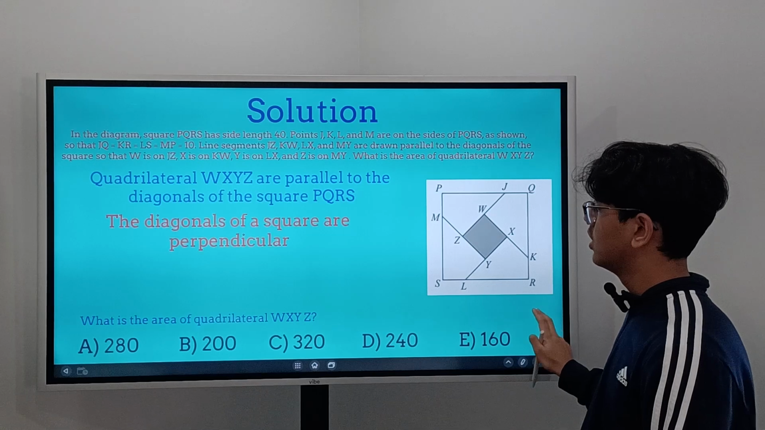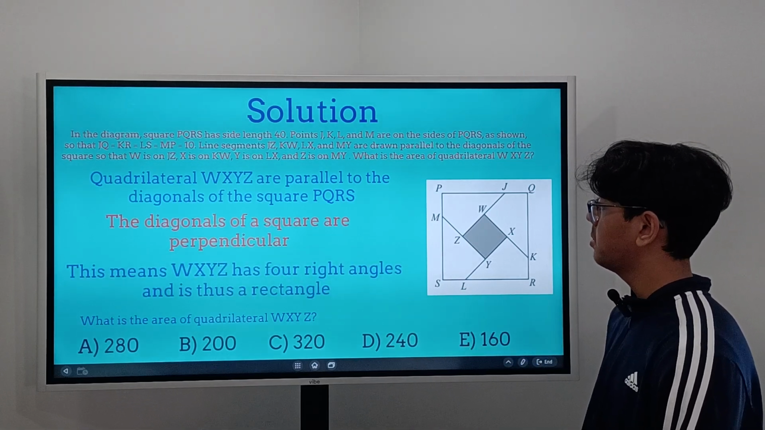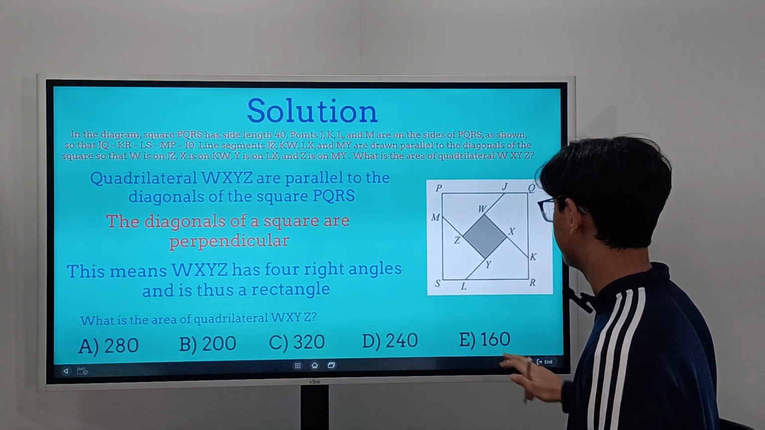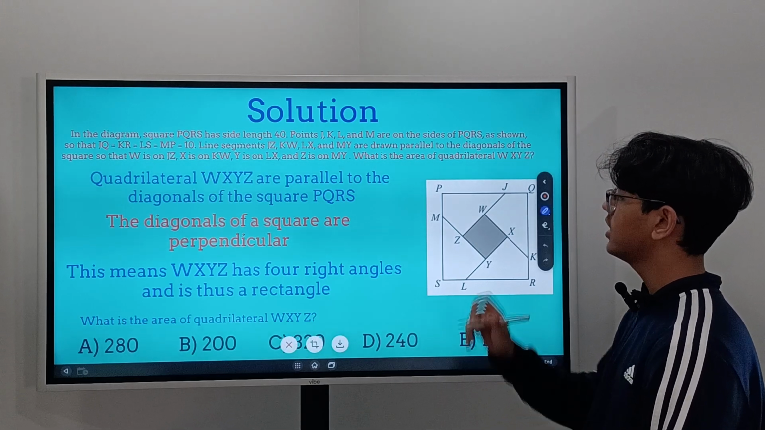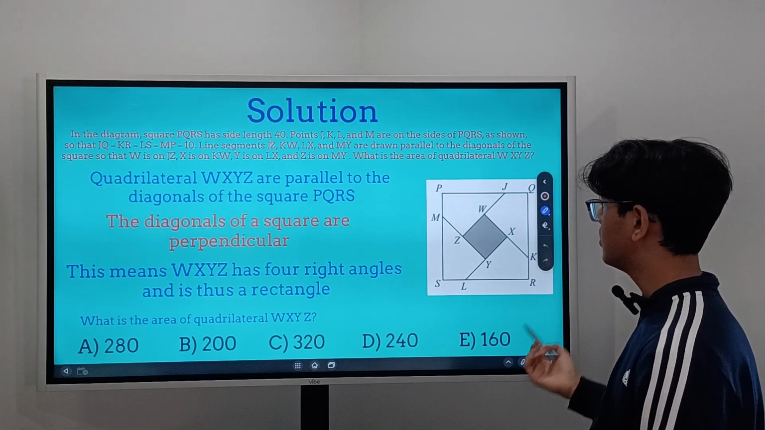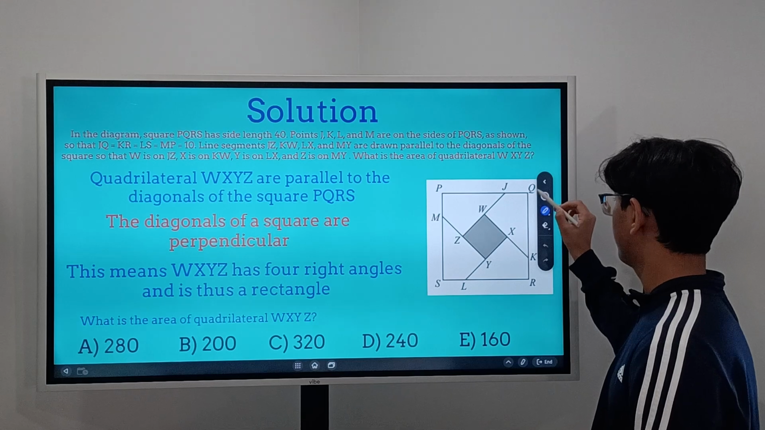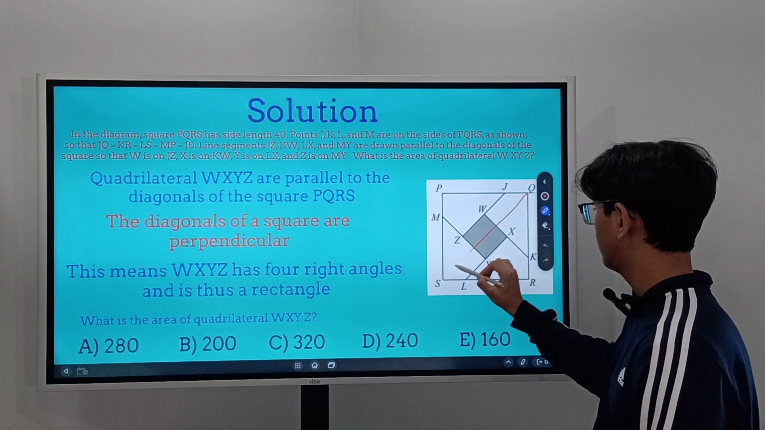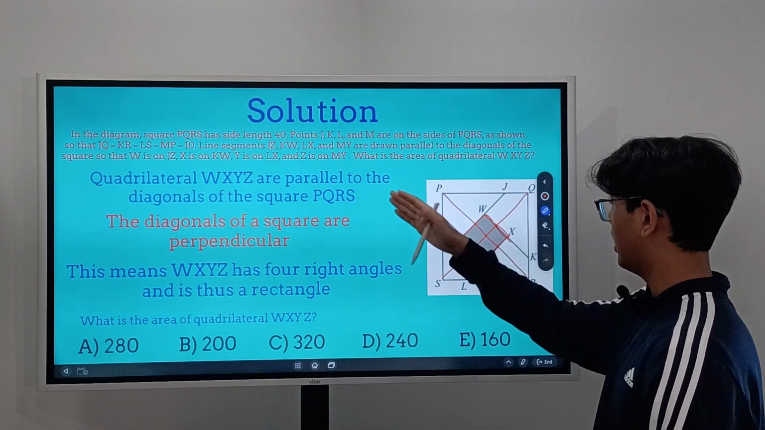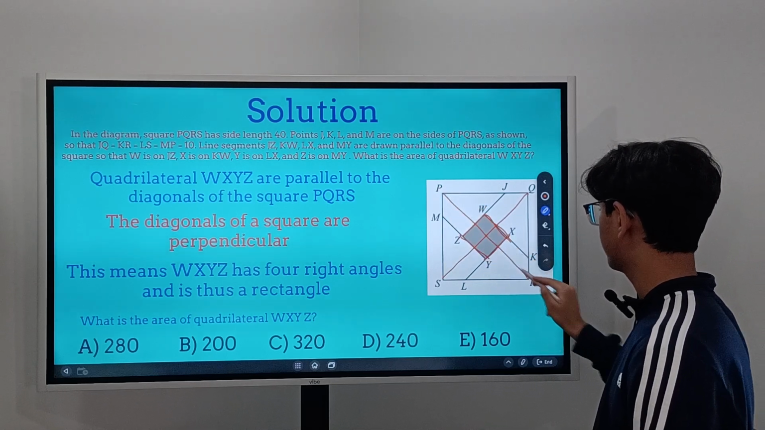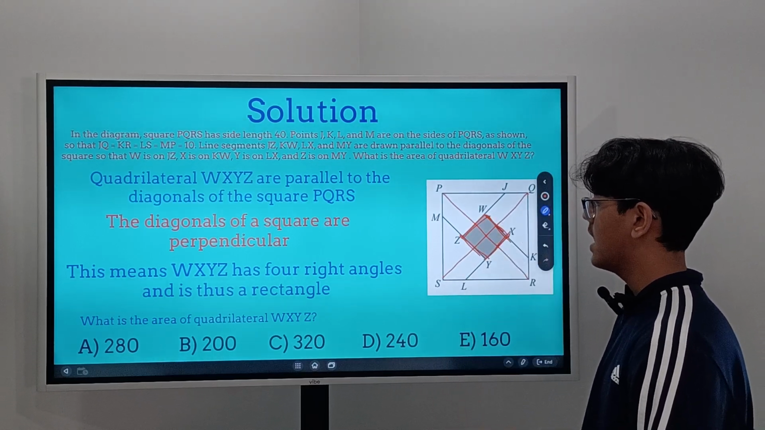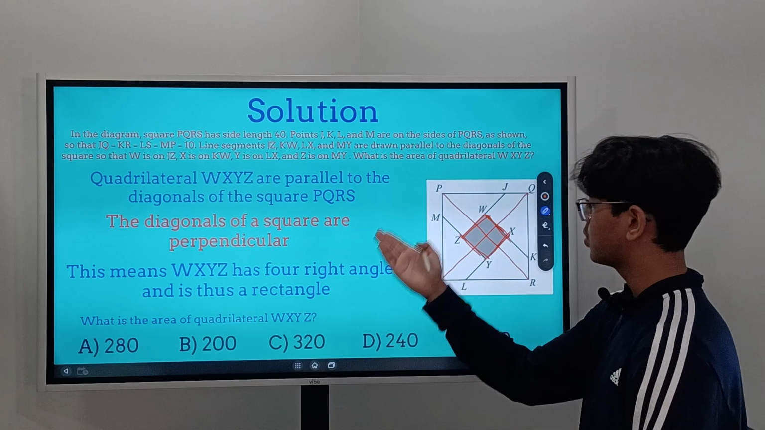For our solution, first we're going to find out that the quadrilateral WXYZ has sides parallel to the diagonals of the square PQRS. All we have to do is draw our diagonals. So let's draw a diagonal here. This would be one diagonal and this would be the other diagonal. We can see here that these are parallel to the diagonals of the square. As you can see, these two are parallel to this line here, and these two are parallel to this line here.